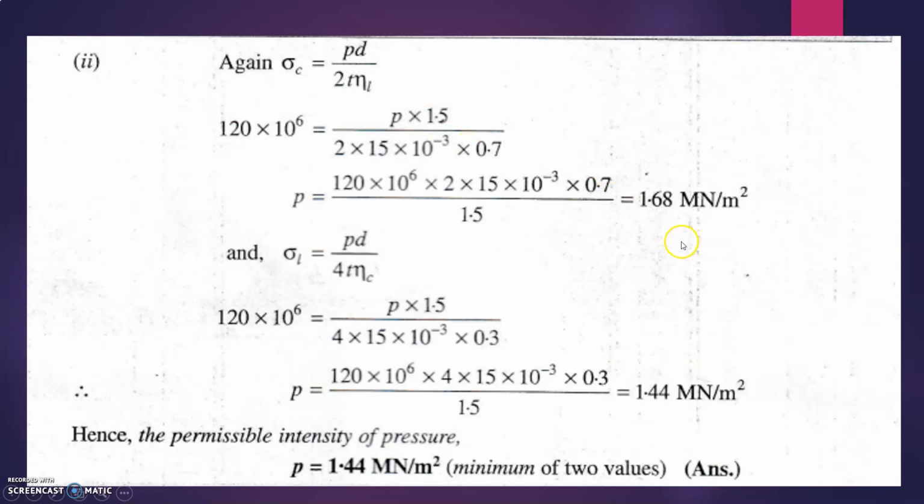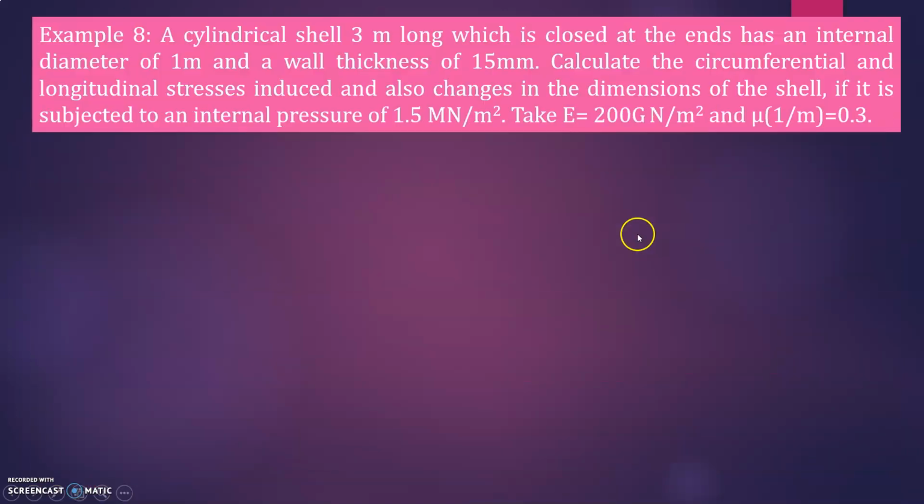I hope all of you understood. One more example I will give, which you have to calculate. A cylindrical shell 3 meter long, closed at the ends, has an internal diameter of 1 meter and a wall thickness of 15 mm. Calculate the circumferential and longitudinal stresses induced, and also the changes in the dimensions of the shell if it is subjected to an internal pressure of 1.5 MN/m². E is equal to 200 GN/m² and μ, or 1/m, is equal to 0.3.